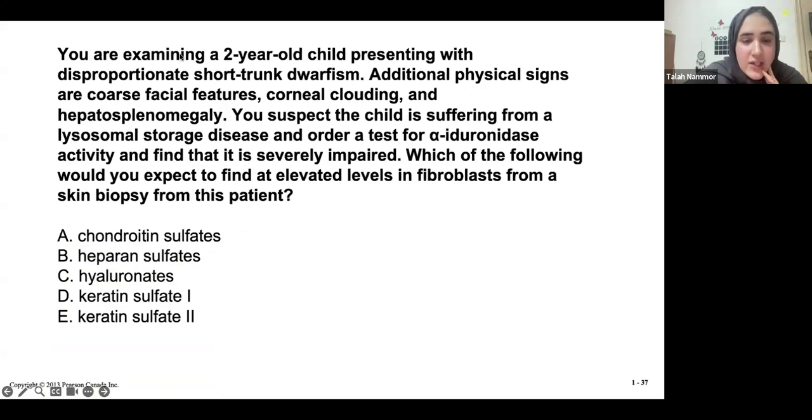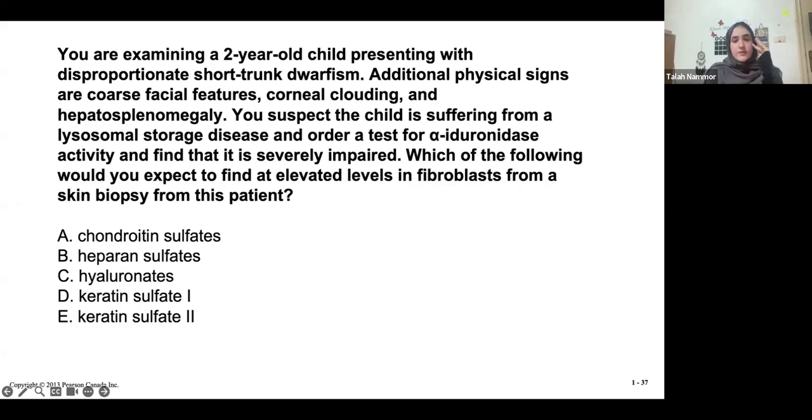Now, you're examining a 2-year-old child presenting with disproportionate short trunk dwarfism. Additional physical signs are coarse facial features, corneal clouding, and hepatosplenomegaly. You suspect the child is suffering from a lysosomal storage disease and order a test for alpha-L-iduronidase activity and find that it's severely impaired. Which of the following would you expect to find at elevated levels in fibroblasts from a skin biopsy? Chondroitin sulfate? No. Heparan sulfate? Hyaluronate, keratan sulfate? What do you guys think?